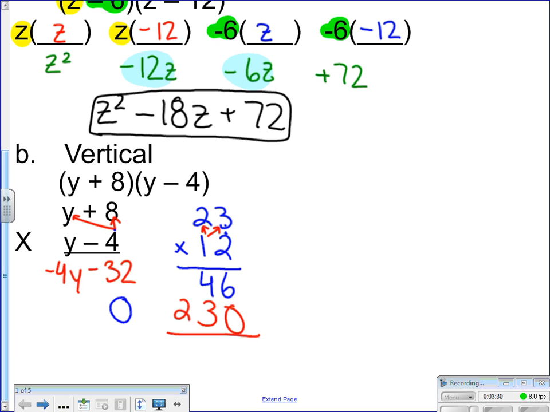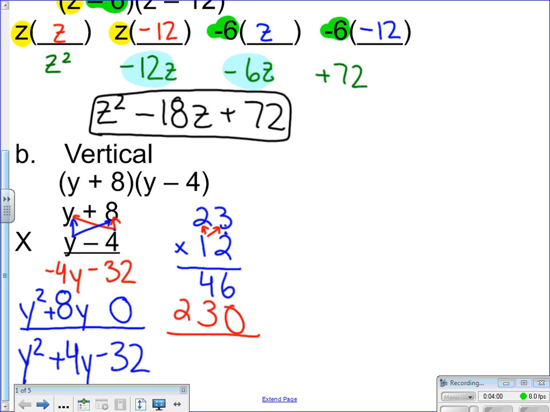And then do y times 8. That's 8y. Notice the 0 shifted it over so that the 8y lines up with the negative 4y. And then y times y makes y squared. Combine the like terms. Y squared just drops down. A negative 4 and a positive 8 make positive 4. And then the negative 32 drops down. And that's how you do it vertically. Now, it's your choice. Do it horizontally or vertically. Doesn't matter. You get the same answer.